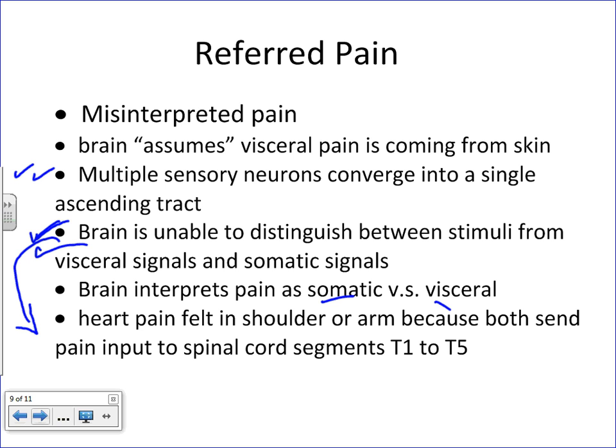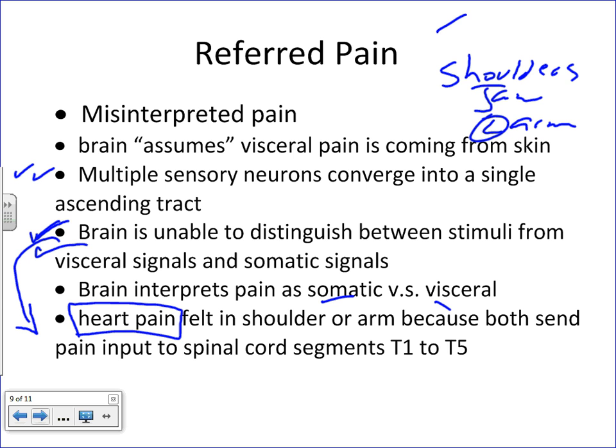Okay, now if you look at any textbook or look up images of this, you can see where people may experience referred pain in certain organs. Definitely living here in the United States, the most common type of pain we're going to see is heart pain, because people have a lot of heart attacks over here. And you guys know where people classically feel pain when they're having a heart attack. The shoulders, the jaw, the left arm, sometimes the neck.